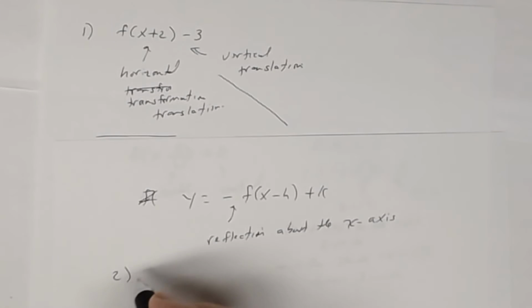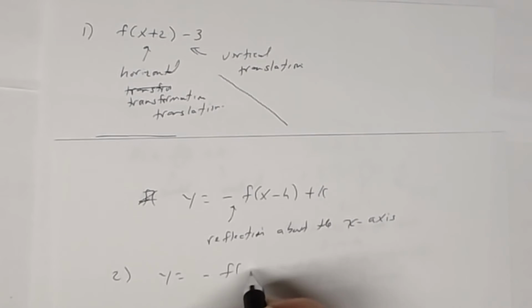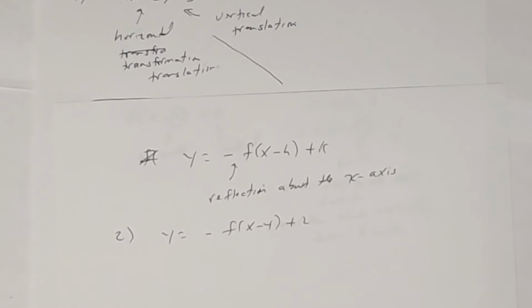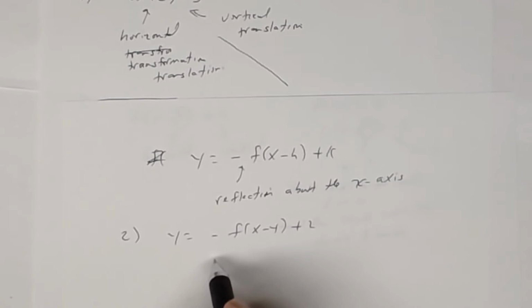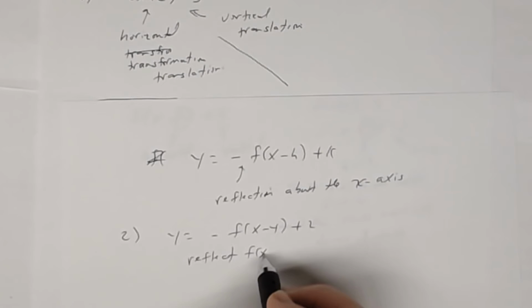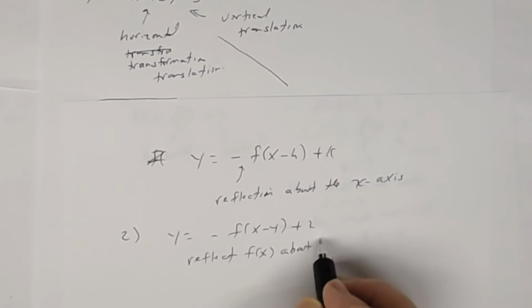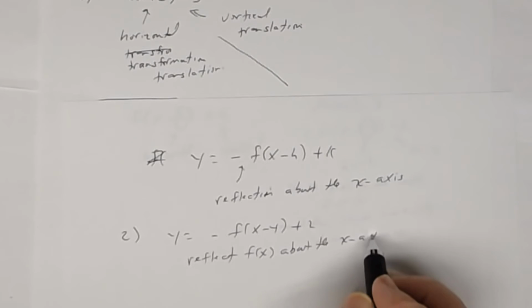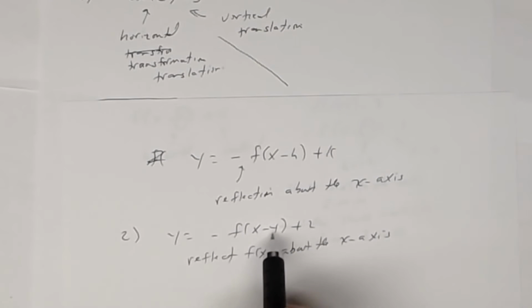So when we look at number 2, we have y equals negative f of x minus 4 plus 2. So notice that, and you always go from left to right. So when you do your transformations, always go from left to right. The first thing I come across is this negative. So I'm going to reflect f of x about the x-axis. And then you have that f of x minus 4.